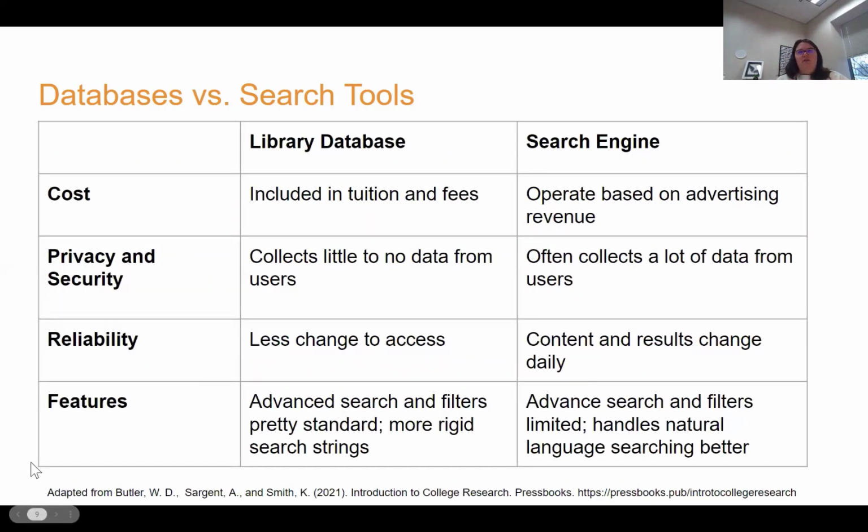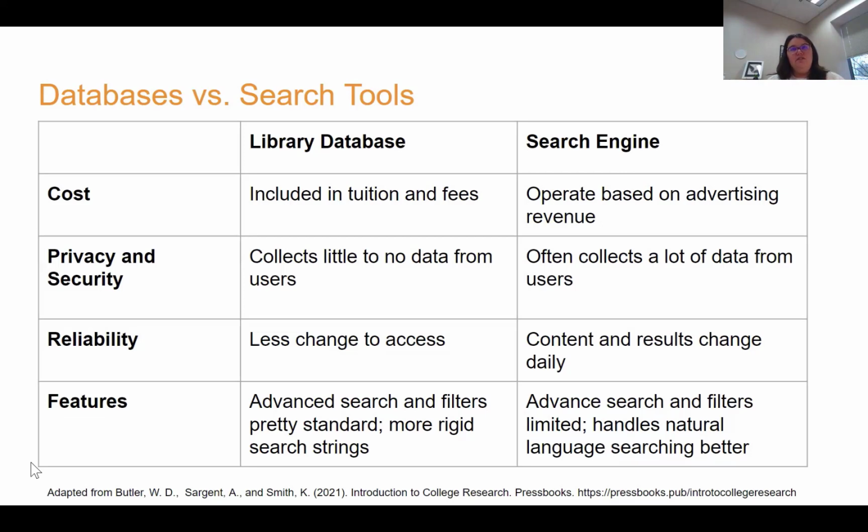So again, just to give you a good comparison of library databases and search engines. Library databases cost is included in tuition or fees, or if it's a public library, the public library is paying for that through the money that's raised through tax dollars or millages or something. Search engines are based on advertising revenue for the most part. There's a few out there that are trying to not do that, but Google definitely is, Bing definitely is as well.